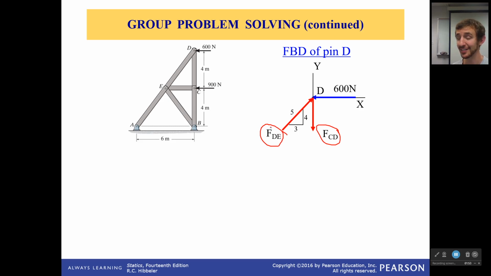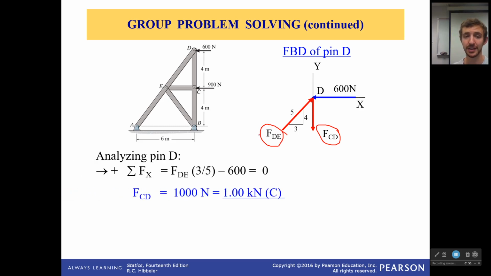So we get the x component of force DE, which is this times the horizontal component of the slope triangle over the hypotenuse. So force DE times 3/5 minus 600 because it is resisting it. And I solve and I get that force CD is 1,000 newtons. Now since this arrow is pointing towards the point, that makes it compression. Think about it, it's compressing the point. That's probably a good way of thinking about it, which I'll have to remember for the future.